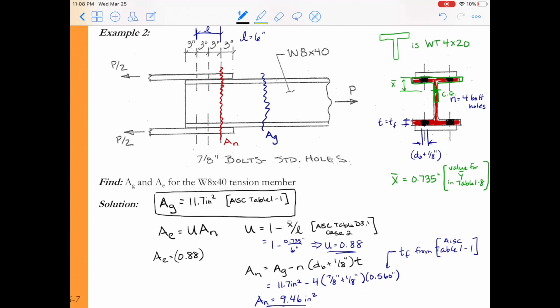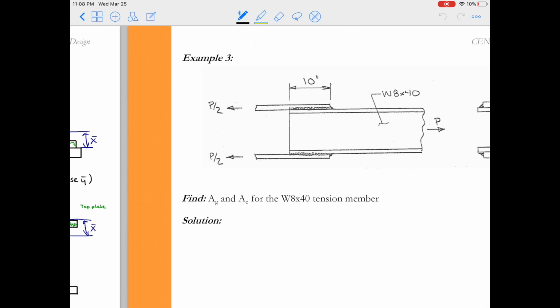When we come out to the effective area, it is now 0.88 times 9.46 inches squared, or 8.32 inches squared. And again, I want to point out that the U factor, that 0.88, just basically means that at the net area where we're expecting fracture, we think 88% of the area is being utilized at that point.